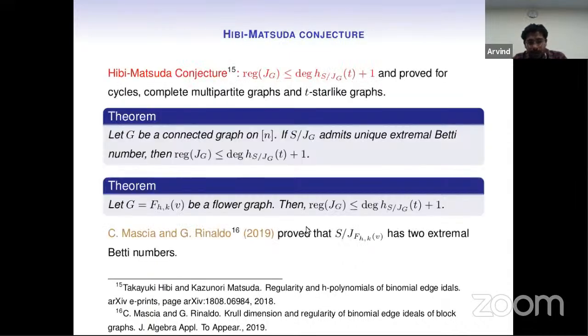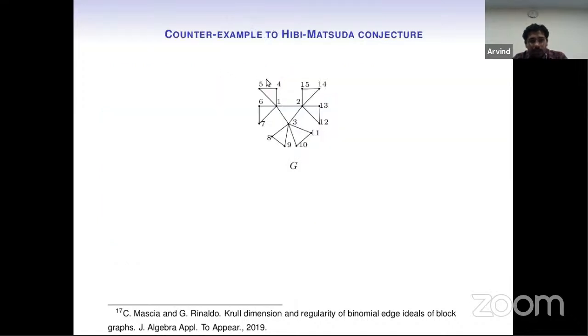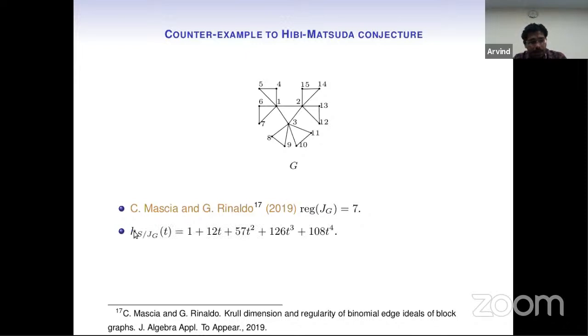Then we obtain this example G, which is a counterexample to the Hibi–Matsuda conjecture. This graph actually admits two extremal Betti numbers. By the result of Matsuda and Rinaldo, we obtain that the regularity of J_G is 7, and we compute the H polynomial of the binomial ideal of this graph, which is this. The degree of the H polynomial is 4, and the regularity is not less than 5. So that means this conjecture fails even in the case of two extremal Betti numbers.